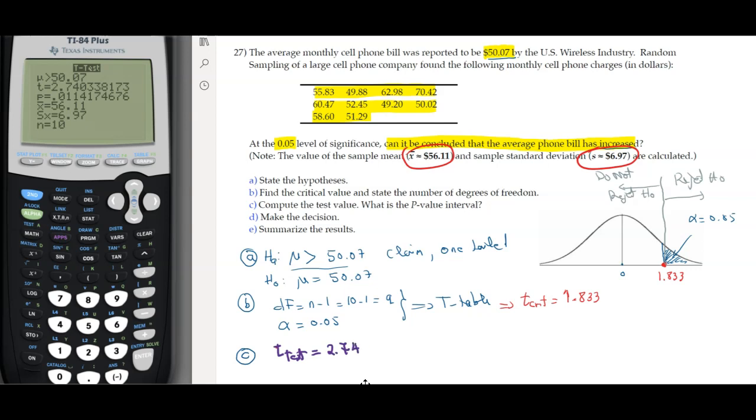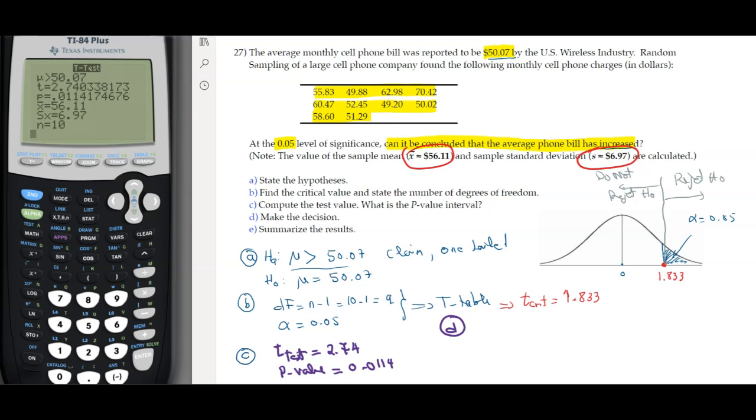All set. All right, so what we get here is that the t-test equals 2.74, and as well we have the p-value, and that will be 0.0114. Okay, that's C.